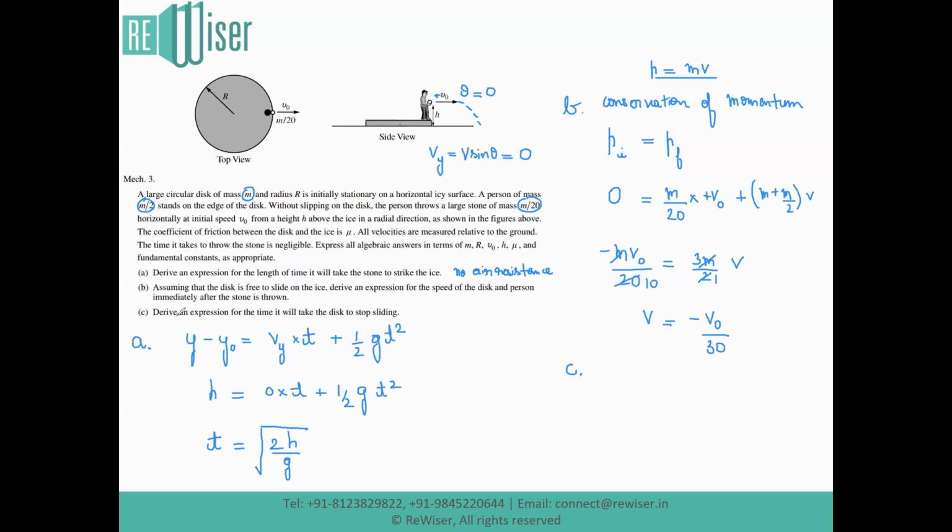The last part is to derive an expression for the time it will take for the disk to stop sliding. As the disk slides, we know that it does work against friction, and the frictional force F, let's call it, is nothing but mu into normal. Since the weight W acts downwards, normal acts upwards, and there is no resultant acceleration vertically, the normal or reaction force is nothing but the weight. The frictional force is mu into m into g.